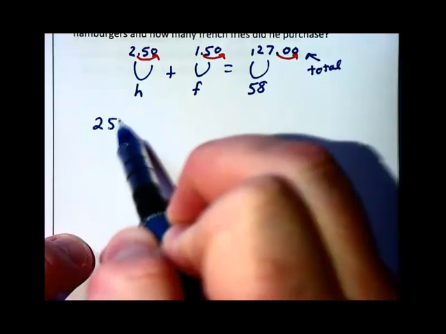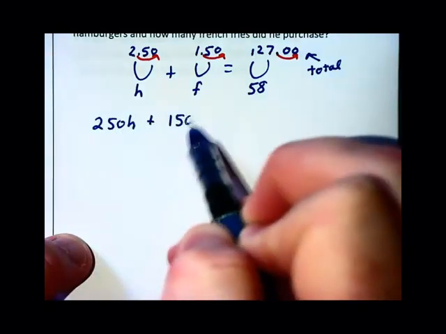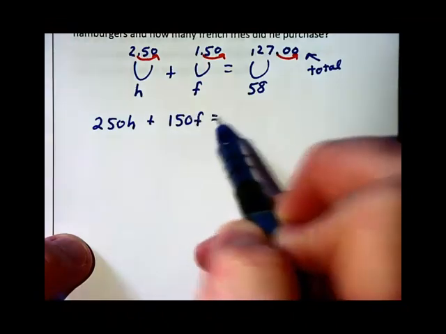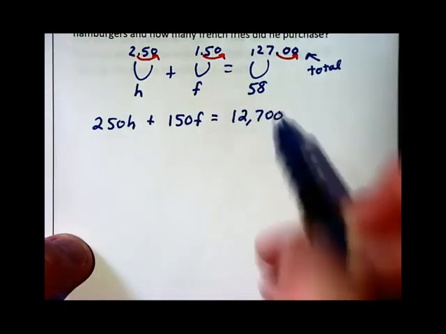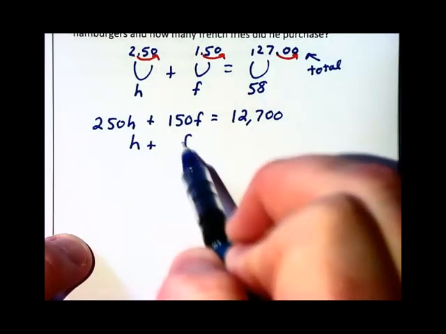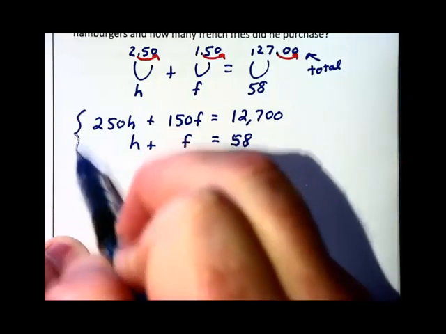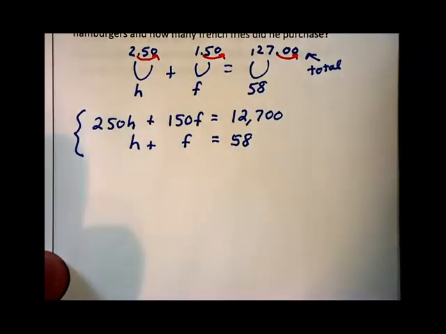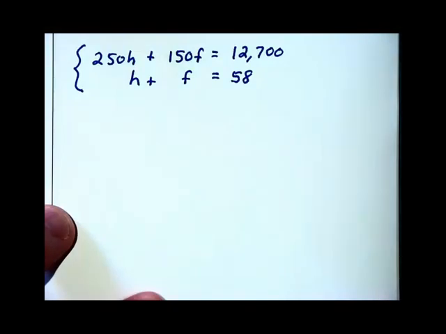So top times bottom becomes 250H plus top times bottom, that becomes 150F equals, and that's a total, so stop there, 12,700. The second equation will be the number of hamburgers plus the number of French fries is 58. And there is the system of equations which we're going to solve. So I'm going to slide that to the top of our screen, and we'll focus on this from here forth.